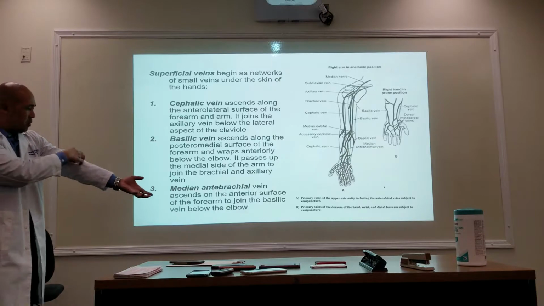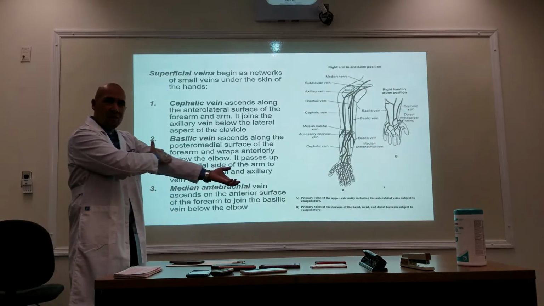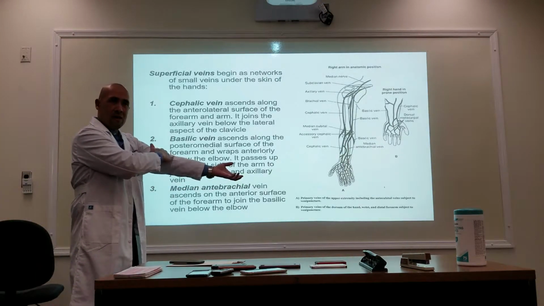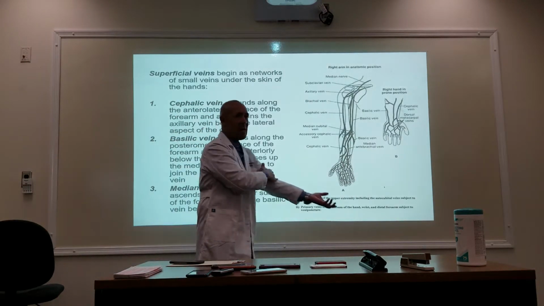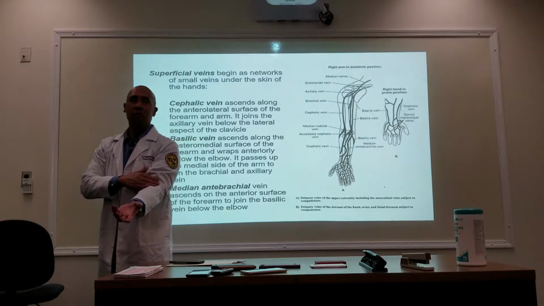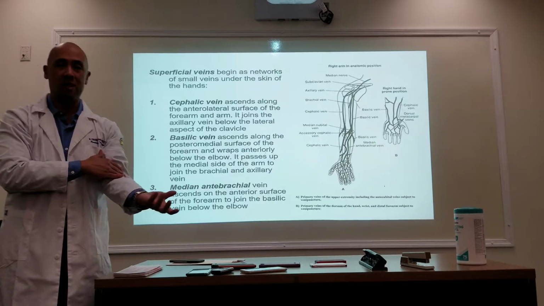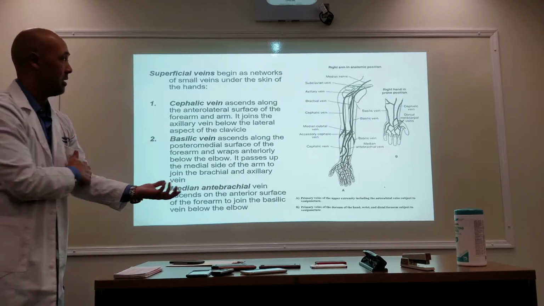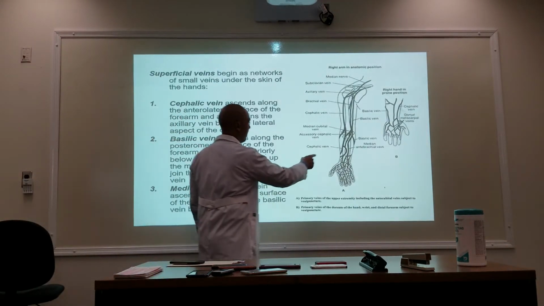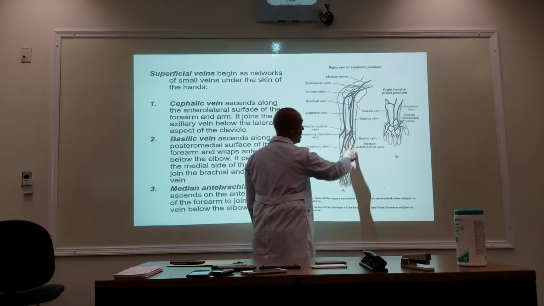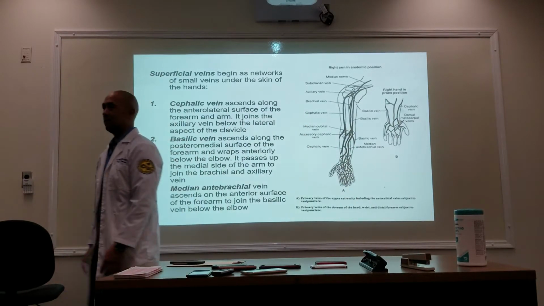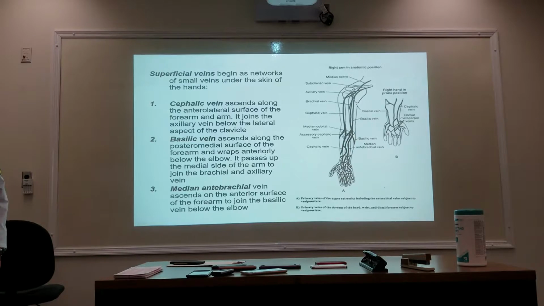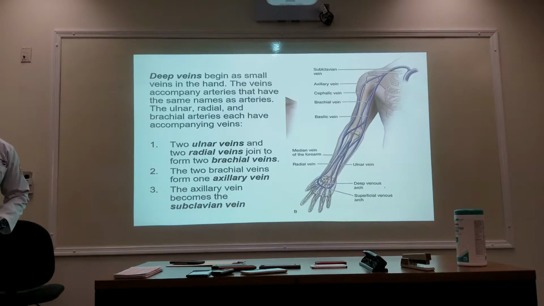So by the way, this crook of the elbow, you know how it dips a little bit? That region of where all these veins are, that region is called the antecubital region. Antecubital region or antecubital fossa. So this area right here is known as the antecubital region or fossa.